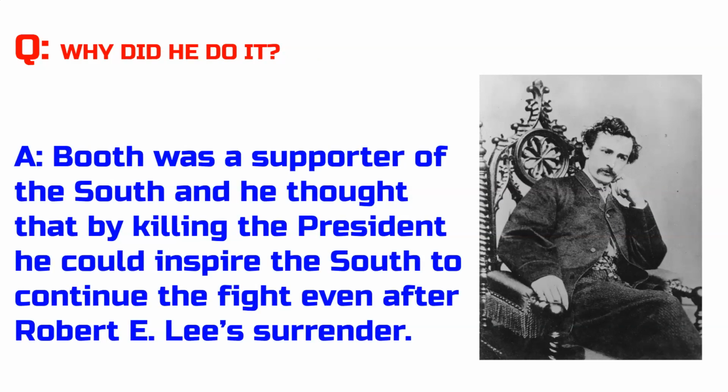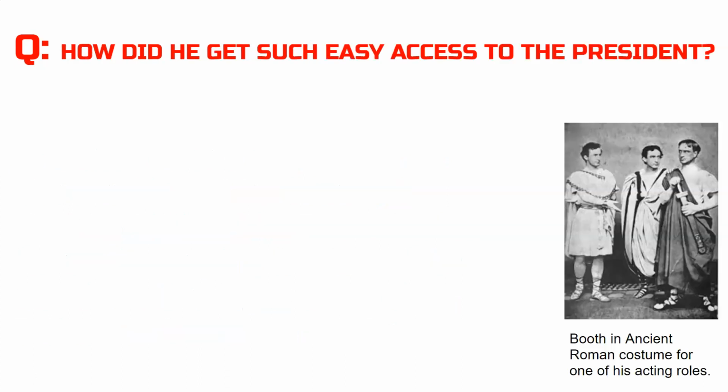Well, Booth was a supporter of the South, and he thought that by killing the president, he could inspire the South to continue the fight even after Robert E. Lee's surrender. He had been part of a conspiracy to actually kidnap Lincoln at one point, but when that proved to be not practical, it simply went to assassination, and others were planned to be assassinated as well, including Ulysses S. Grant if he had been in the box with Lincoln.